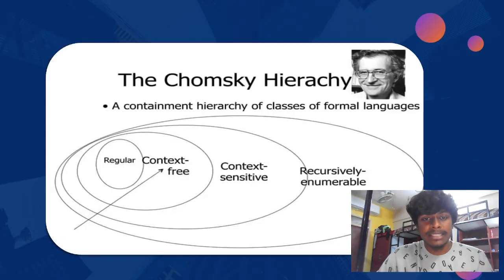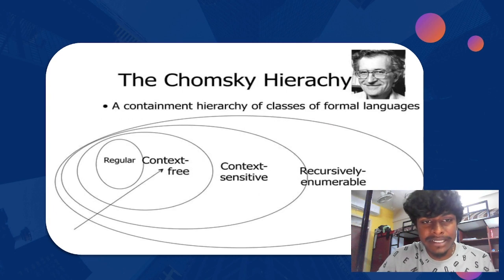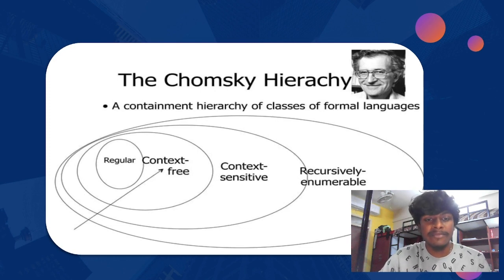And this is how the Chomsky hierarchy looks. The containment hierarchy of classes of formal languages. First it starts with the regular, which is smallest in size, and then the context-free grammar comes, then the context sensitive, and the last one is recursively enumerable.